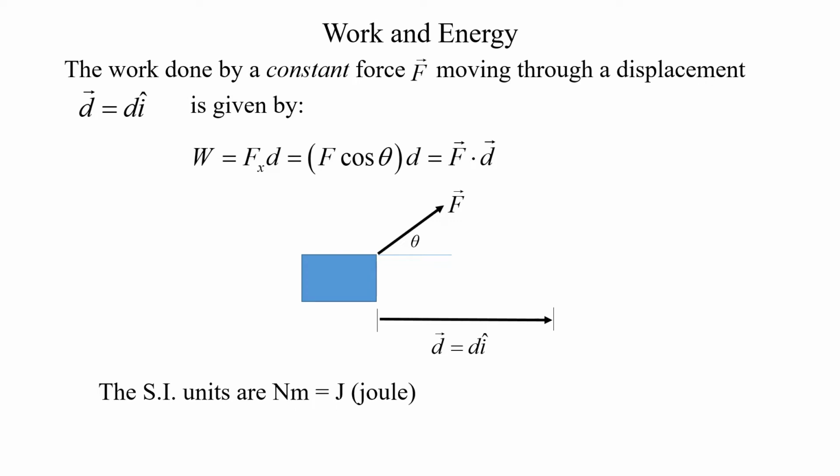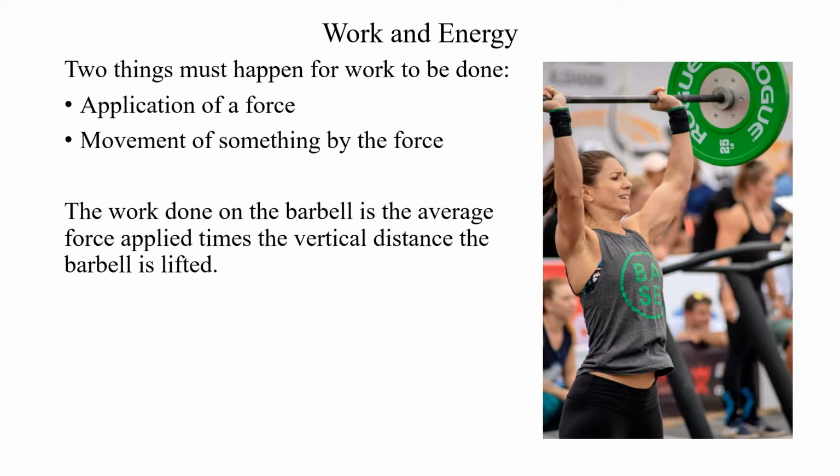Also notice that there must be motion for work to be done on the object. If the force doesn't move the object, the force does no work on the object. So there must be motion for work to be done on an object, and it's the force dotted into the displacement. So two things must happen for work to be done. There must be the application of a force, and something must be moved by that force. So work gives us a way to quantify what happens when we apply a force and succeed in moving something by that force.